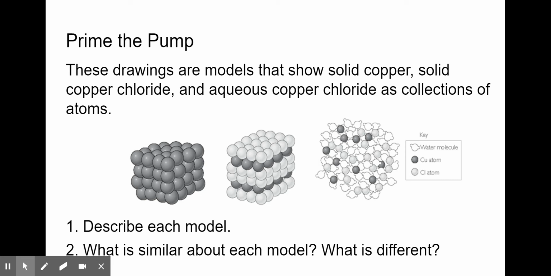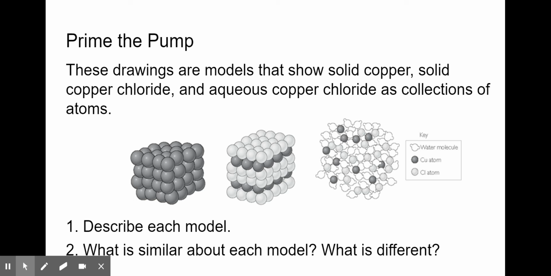Okay, how can we think about what is similar about each model and what is different? Each model contains copper. Take a look. Each model contains copper, and we can tell that by looking at the key. What is that darkly shaded sphere? The first two models that we have, they're both solids. We know that because they're packed tightly together. The third one, we know it's aqueous because it has been dissolved in water. We can tell that because we have those water molecules there, okay?